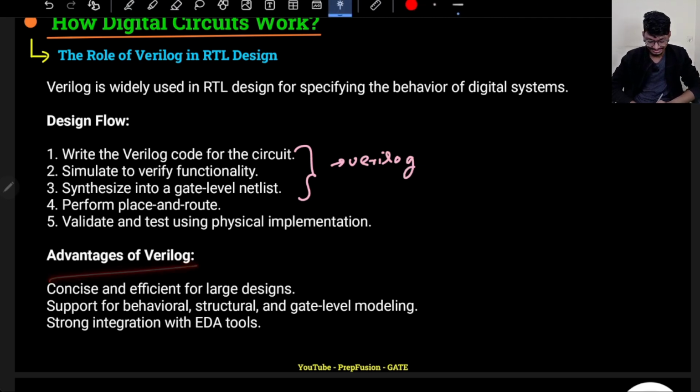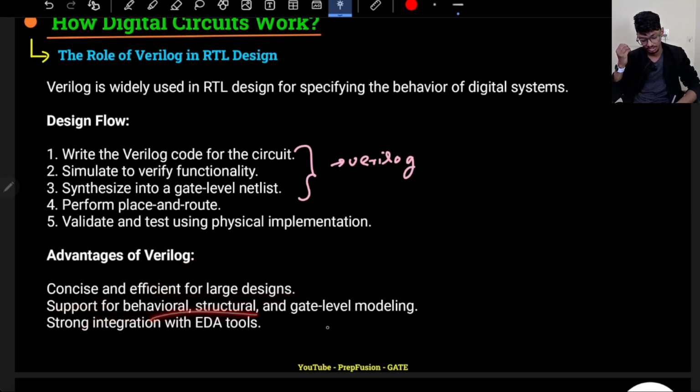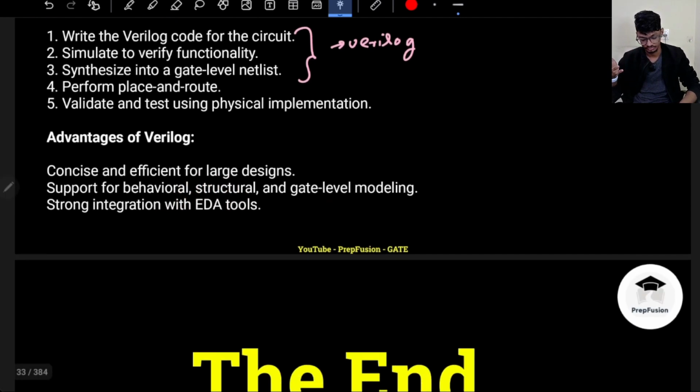Advantages of Verilog: it is concise and efficient for large designs, and it supports behavioral and structural modeling. We'll understand what behavioral modeling and gate-level structural modeling are, don't worry about it. Then there is strong integration with EDA tools. EDA, which I told you about, stands for electronic design automation tools. So it has integration with those EDA tools as well.